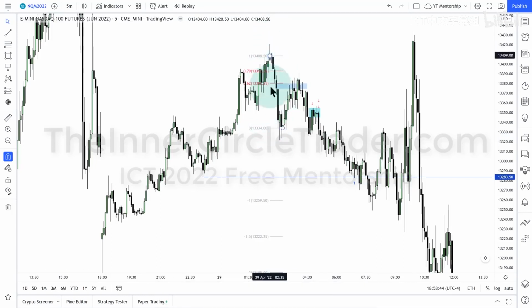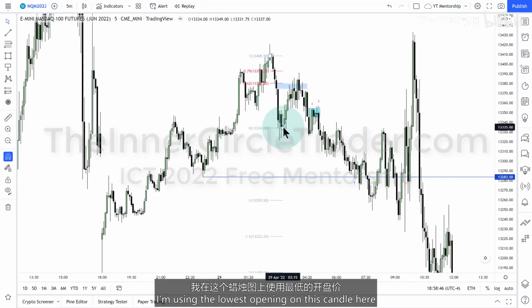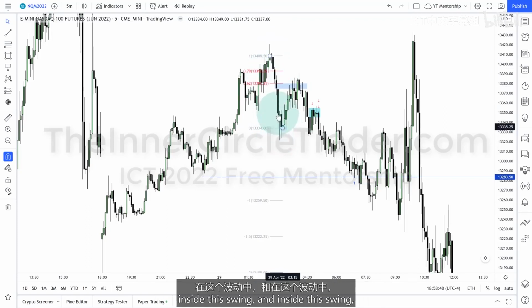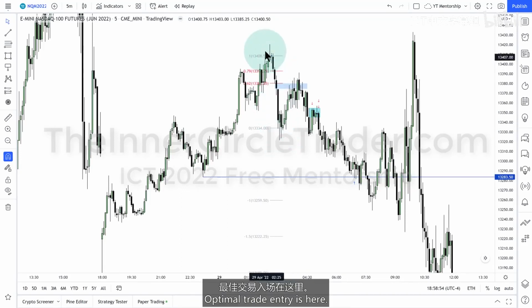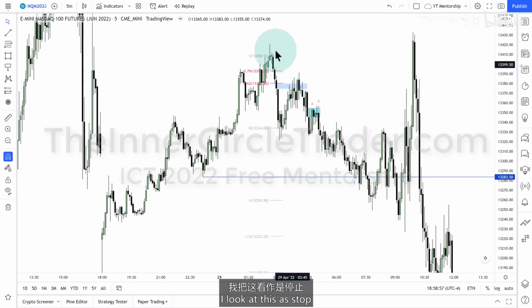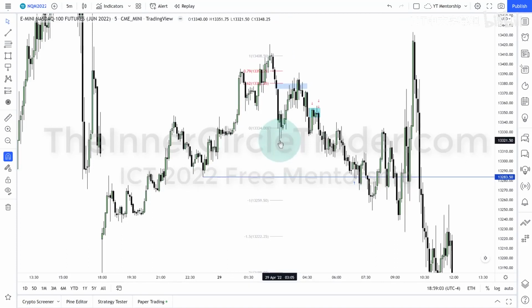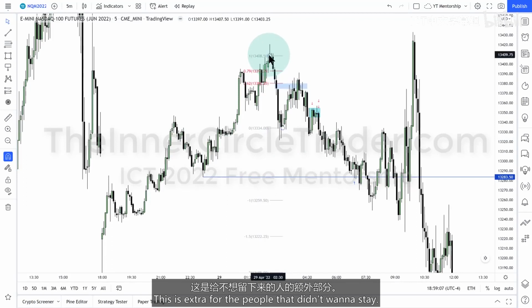It's the bulk of the volume. I'm using the lowest opening on this candle here inside this swing. And inside this swing, I'm using the highest open or close. And that's what's being plotted on. Optimal trade entries here. I want to get to the heart of the matter. Okay, I'm getting to the point. This is extra for the people that didn't want to stay.